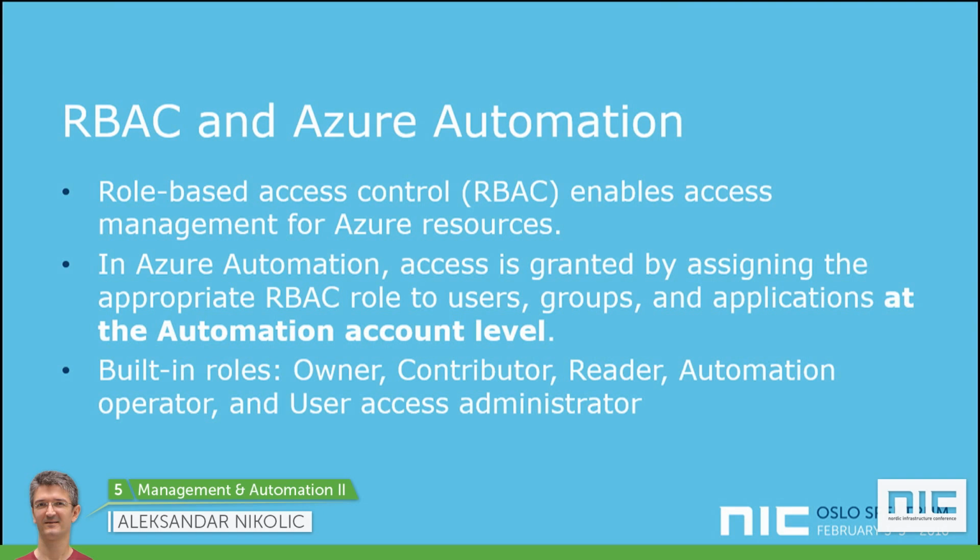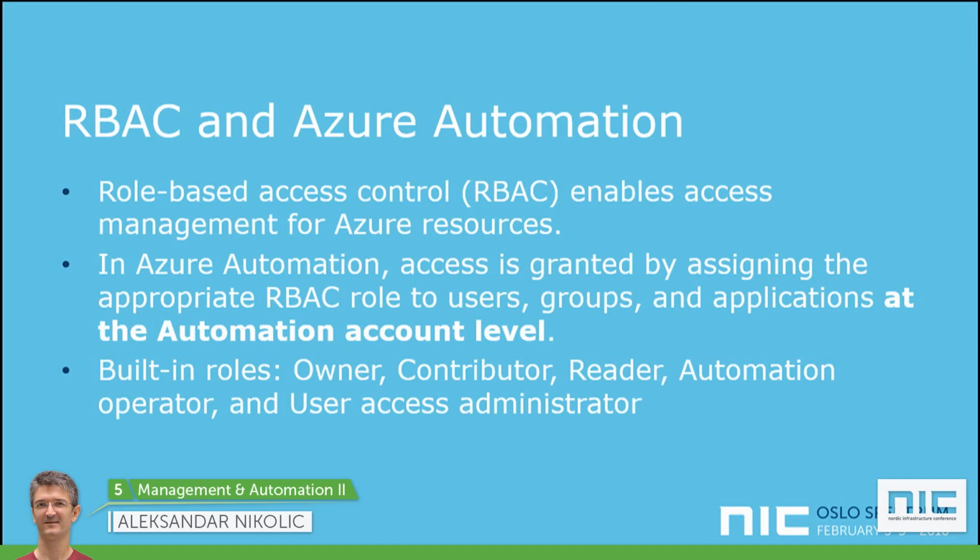We also have role-based access control, and it's set on the automation account level, okay? So you cannot set it on particular automation resources. It's for the whole account, and right now we have 5 built-in roles: owner, contributor, reader, automation operator, and user access administrator. There is good documentation about Azure Automation, and those things are covered, so you will get information about all the single permissions that are coming with those roles.